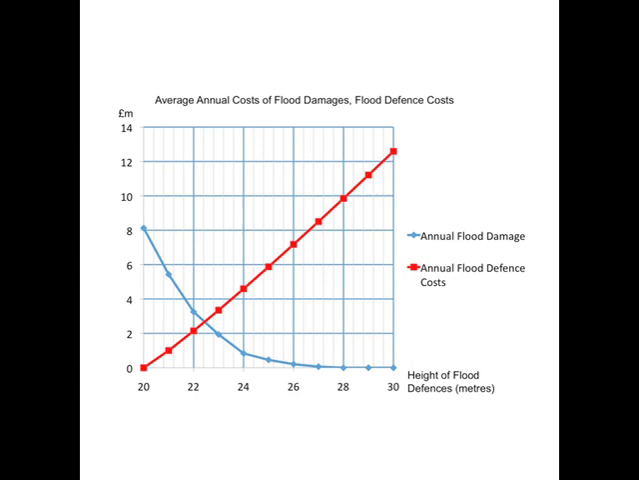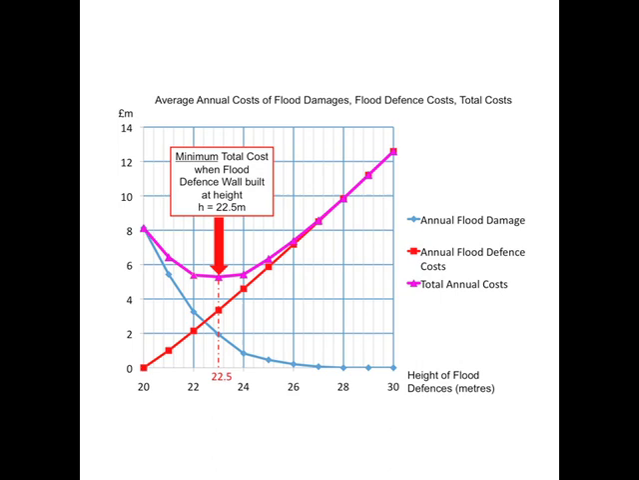Well, the five of you who think it's not where the two lines meet are right. And the rest of you are wrong. And the reason you're wrong is because they're just two separate costs. And what I want to do is add the costs together. So I'm now going to add these curves together and find out what the total cost is. And you can see it's not where the two lines meet. It's where the cost is a minimum. The minimum is here, 22.5 metres.